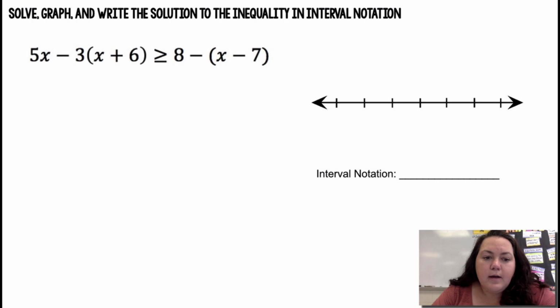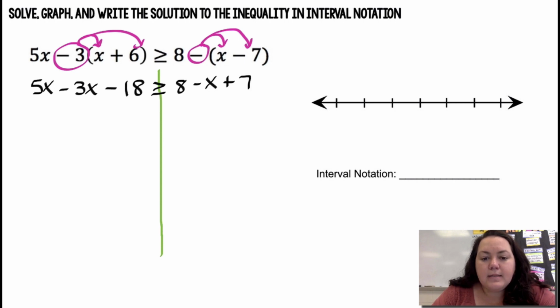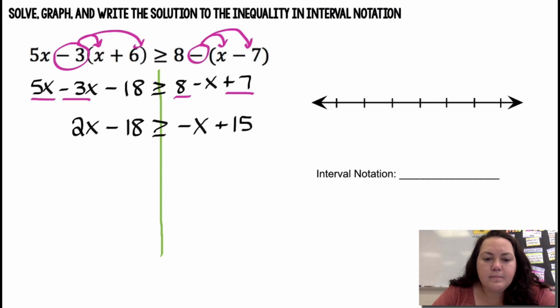Alright, this one, I have to distribute on both sides of the inequality, so I'm going to distribute a negative 3, and on this side I'm going to distribute a negative, or a negative 1 if you want to put the 1 there. Alright, so that gives me 5x minus 3x minus 18 is greater than or equal to 8 minus x plus 7. I'm going to combine like terms. Over here I have 5x minus 3x, and on the other side I have 8 and a 7. So that gives me 2x minus 18 is greater than or equal to, I have a negative x plus 15.